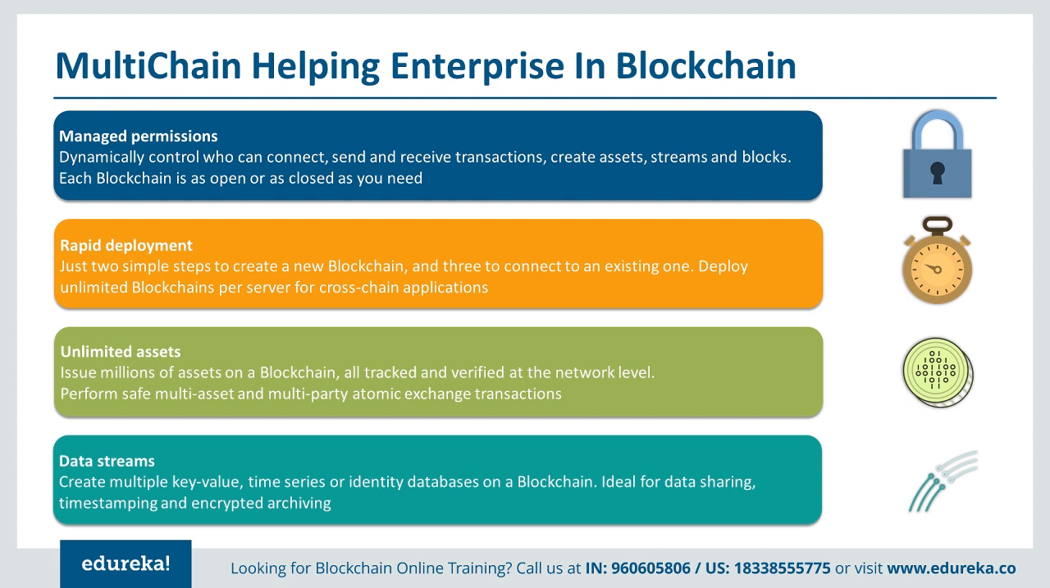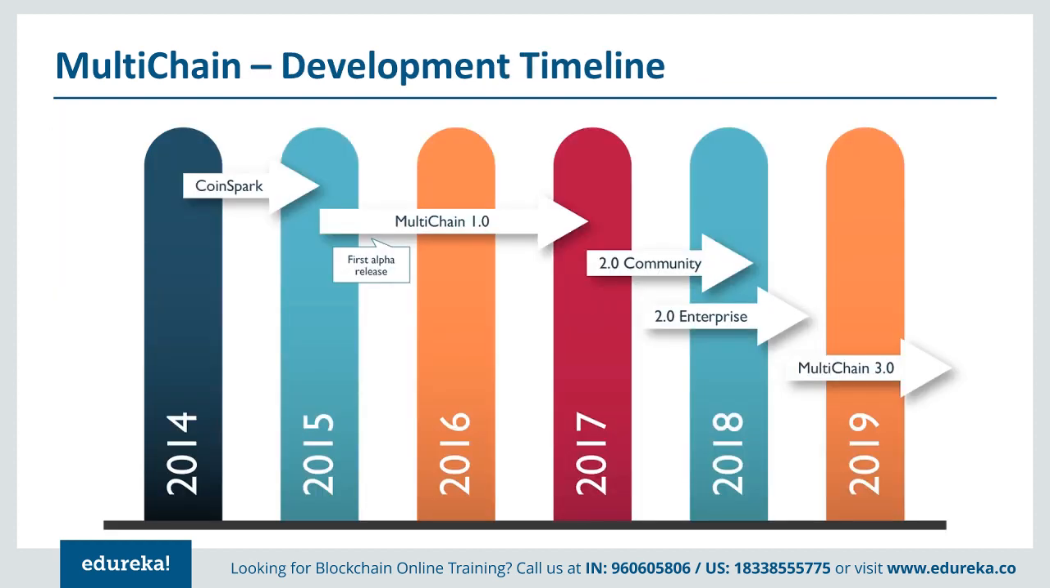Data streams, as I mentioned, are simple databases which have a key-value combination. As a multi-chain administrator, you can create these data streams and share them with the peers by using simple commands. It started as a fork called CoinSpark in 2014, and now we are at version 3 of MultiChain.